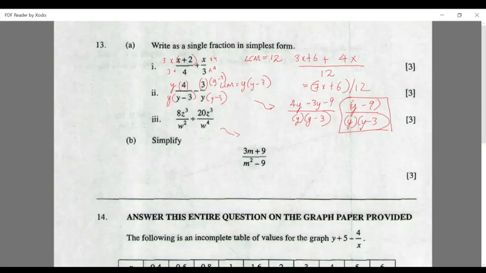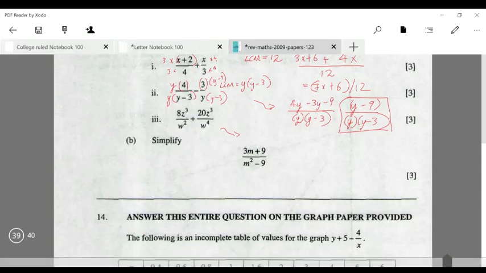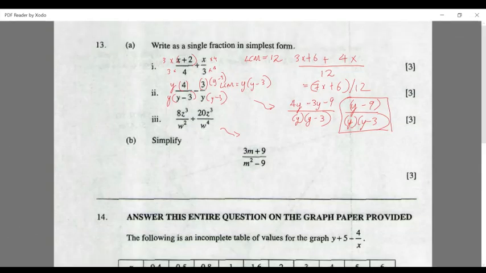Finally, sorry, I'm doing this all on the same thing. So 8z. This one's a little more straightforward. The LCM is W4. Sorry, I'm not seeing this correctly. It's actually division, sorry. So kind of weird. We'll do it nevertheless. So this is 8z3 over W2 multiplied by W4 over 20z3.